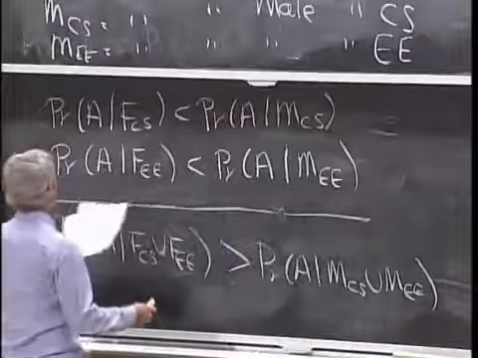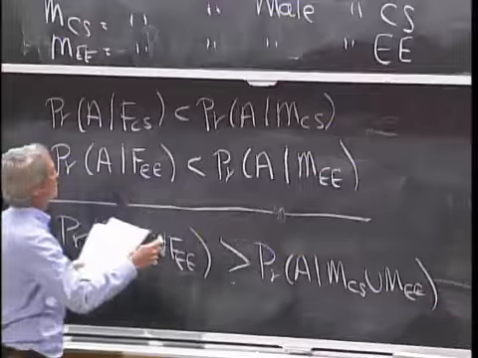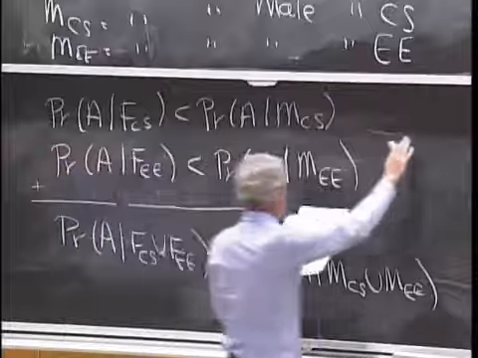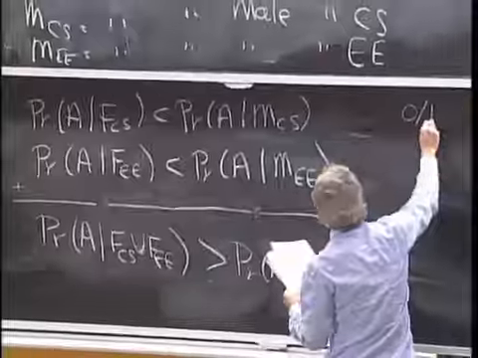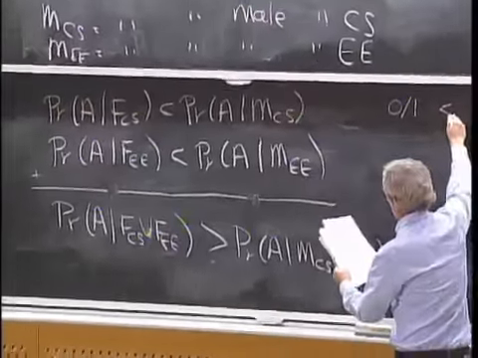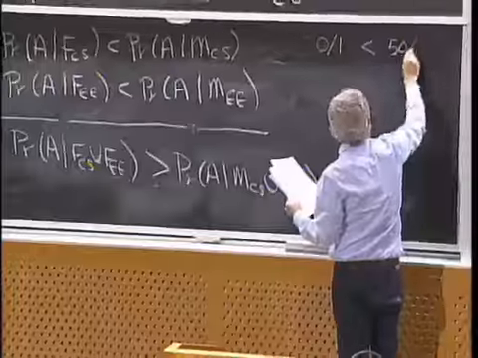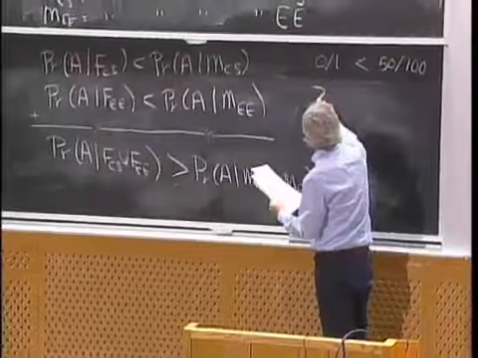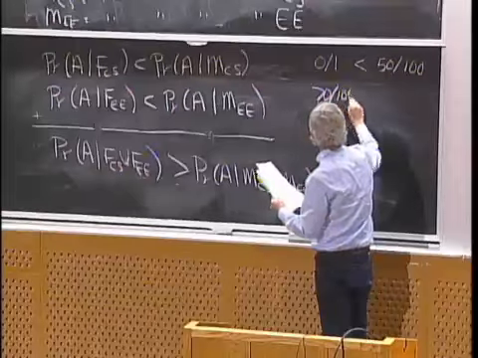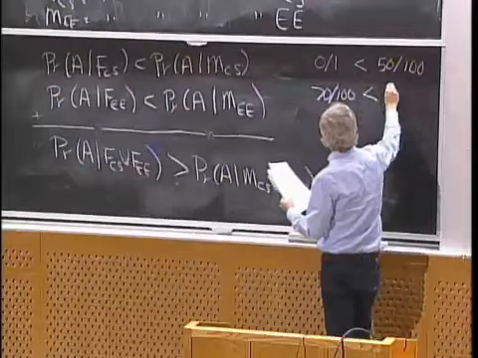Say that, let's do it over here. I'll put real values in over here. Say that for women in computer science, 0 out of 1 were admitted, compared to the men where 50 out of 100 were admitted. And that in EE, 70 out of 100 women were admitted, compared to the men which had 1 out of 1.